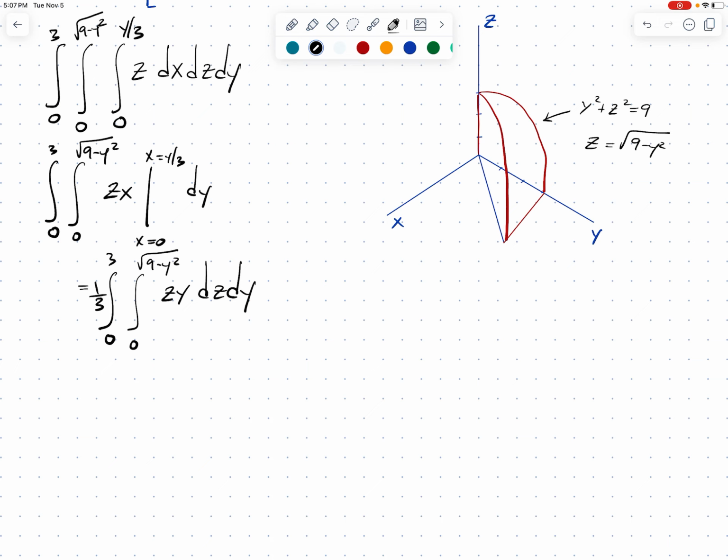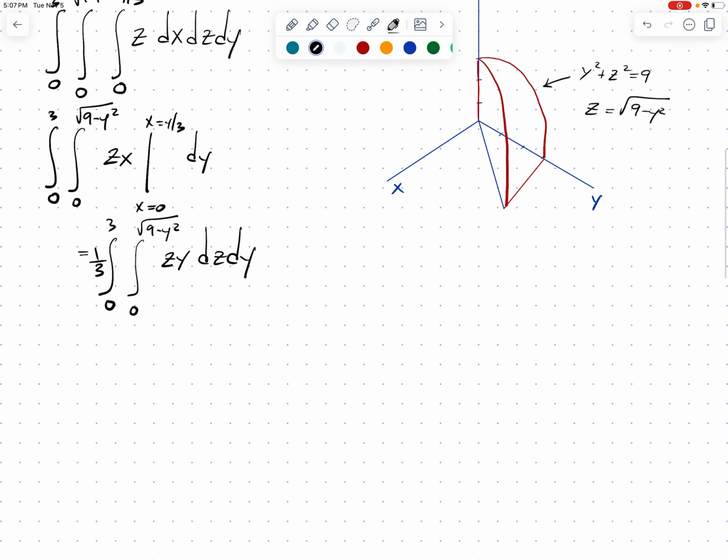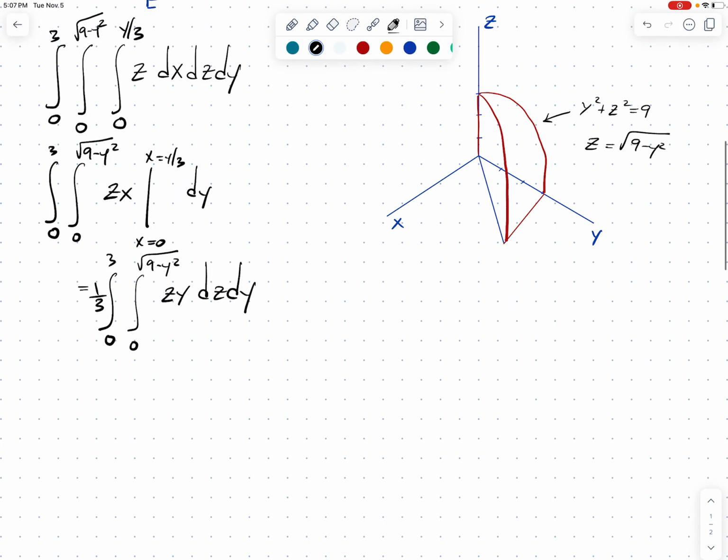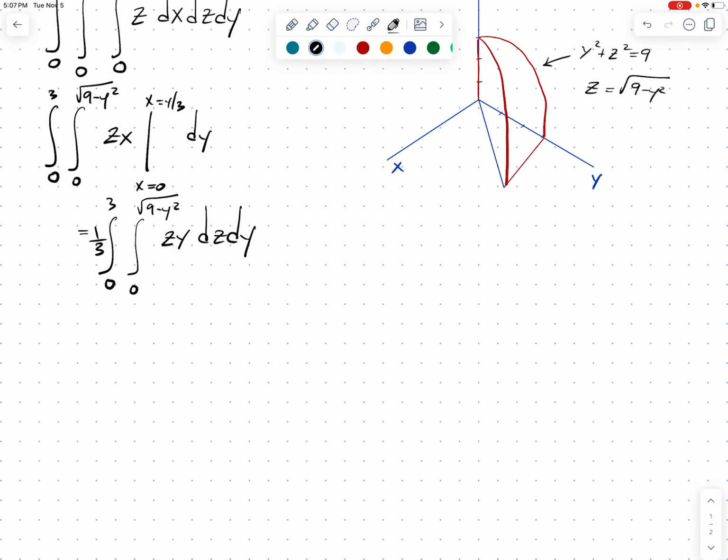Okay. Now I'm going to integrate with respect to z. And when I do that, I'm going to get a z squared. And that's going to thankfully kill the radical there. Probably that would have worked whether you did dx first or dz first, but I wanted to try dx first. So I'm going to integrate this thing. I have 1/3, 0 to 3. Integral of z is z squared over 2. You could pop that 2 out if you want.